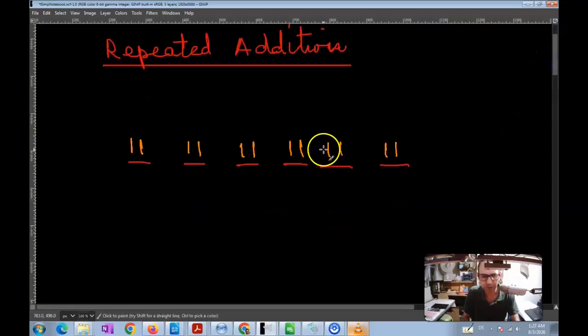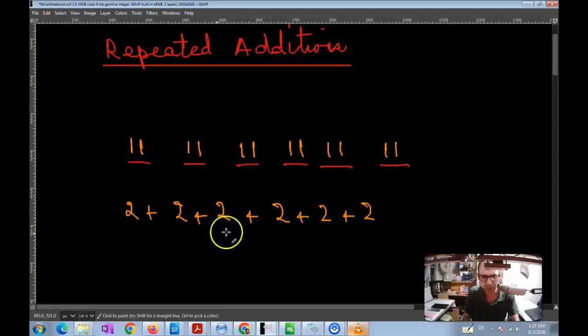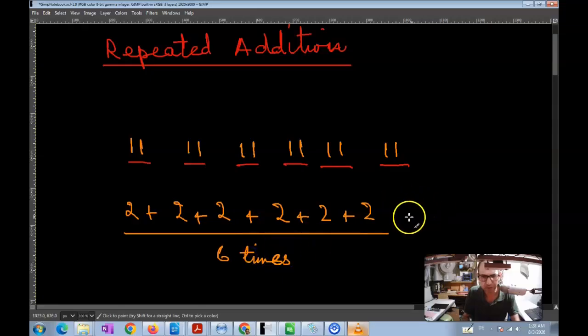Now if you want to calculate the total number of people that can sit in these seats, that would be 2 plus another 2 plus another 2 plus another 2 plus another 2 plus another 2, and that's 6 times. That's nothing but 12, right? 2 plus 2 plus 2 plus 2 plus 2 plus 2 is equal to 12.